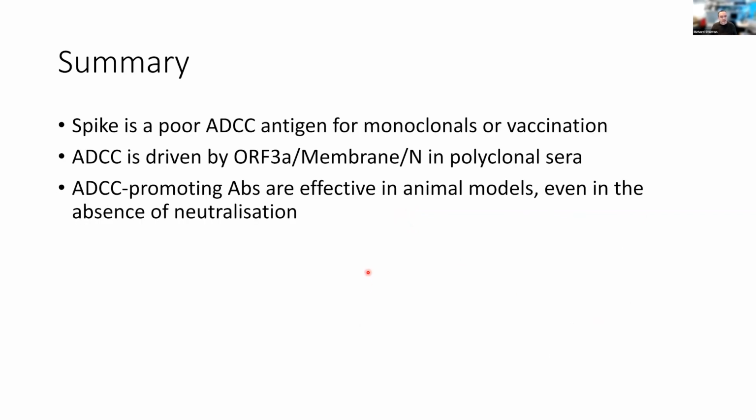And so to summarize the published work, spike is a poor ADCC antigen when it comes to both monoclonal antibodies and vaccination. In polyclonal serum, ADCC is driven much more strongly by things like ORF3a, membrane, and nucleocapsid. So far, we've been able to look at one of these, nucleocapsid, in animal models, and ADCC-promoting N-specific antibodies are effective in animal models, even in the absence of neutralization.